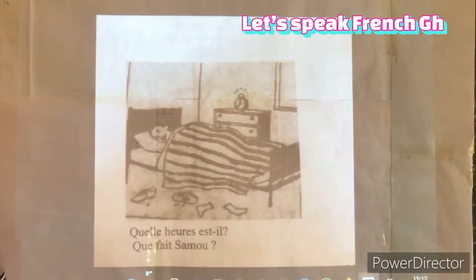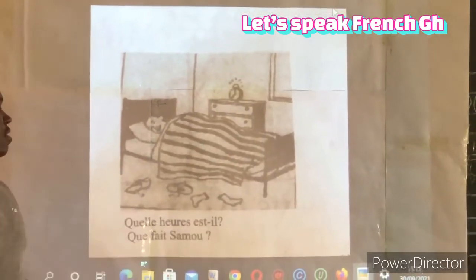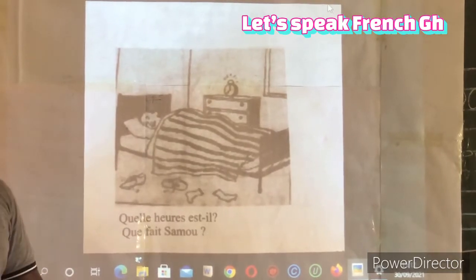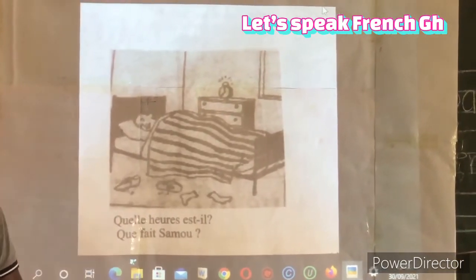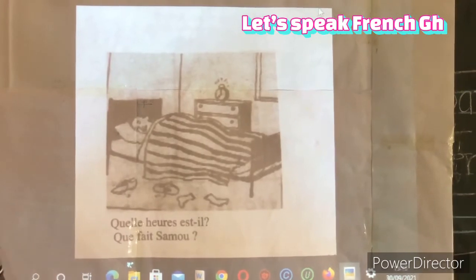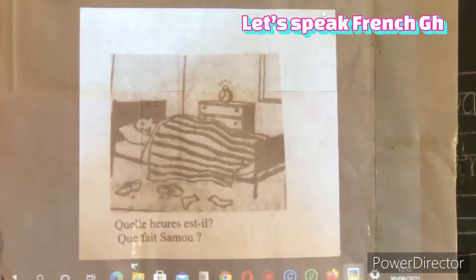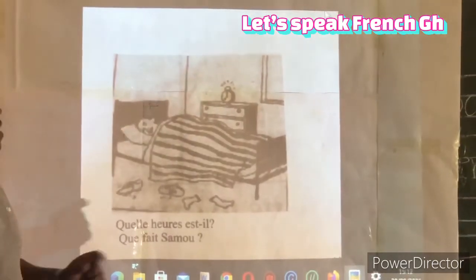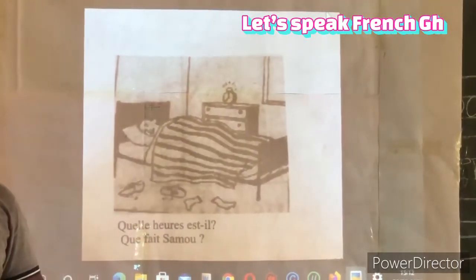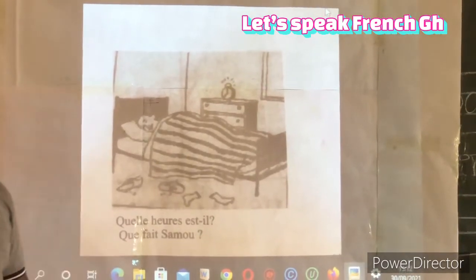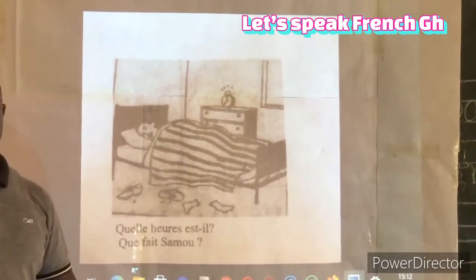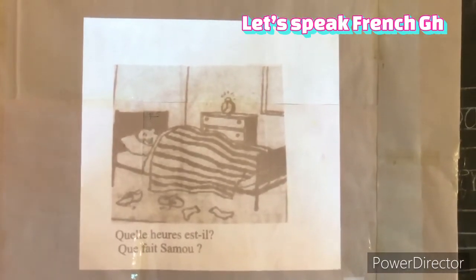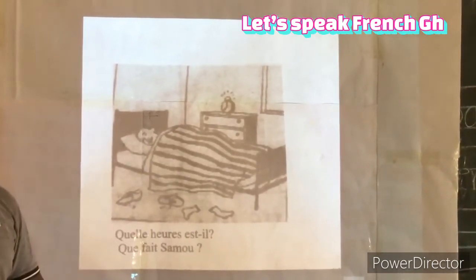So we have the first question as, quelle heure est-il? The second question, que fait Samu? Samu is the name of the person sleeping. Alright, so in answering the question, quelle heure est-il? You can see the small hand on 7 and the long one on 12. So you say it's 7 o'clock in the morning. In French, we say, il est 7 heures du matin. So that's the first answer.